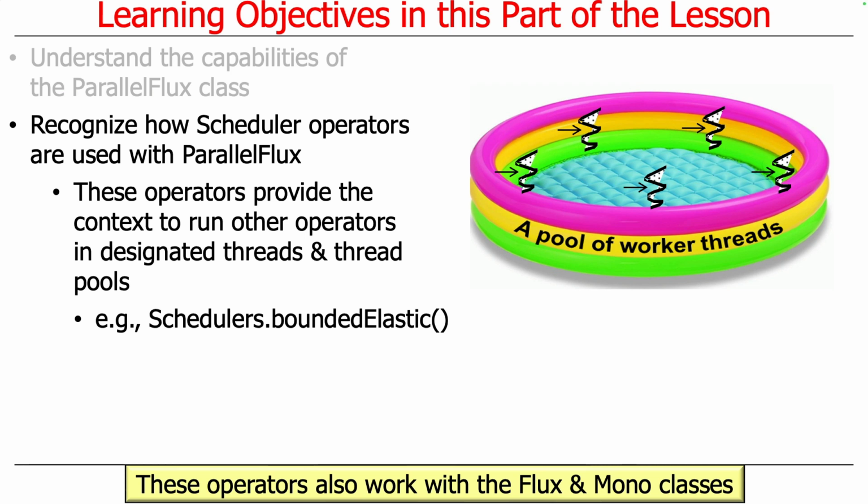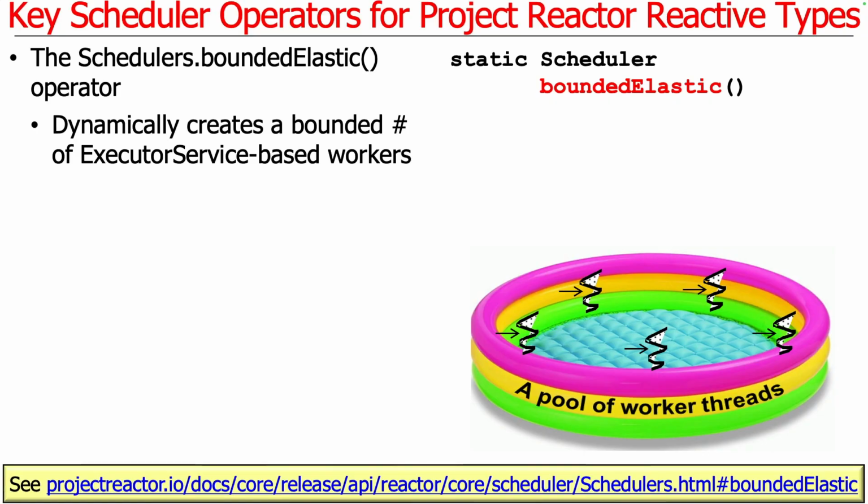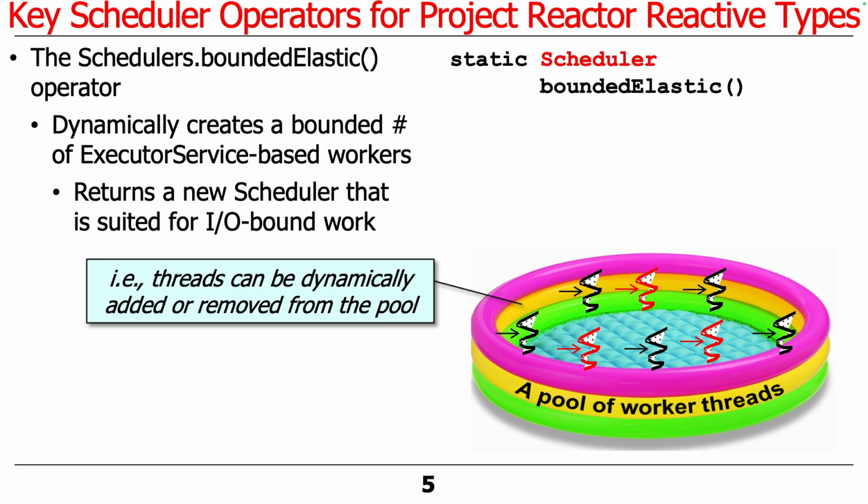Not surprisingly, bounded elastic also works with fluxes and monos, as well as parallel fluxes. So let's take a look at how this works. The bounded elastic operator will create a bounded number of executor service-based workers that can be created dynamically, and it returns a new scheduler that's suited for I/O bound work. Remember, the parallel scheduler is not intended for I/O bound work. It's only intended for CPU bound or computation intensive work.